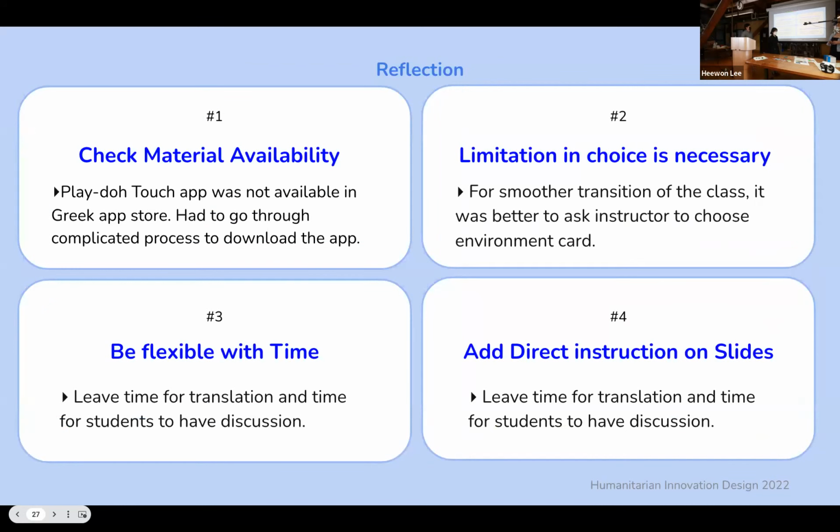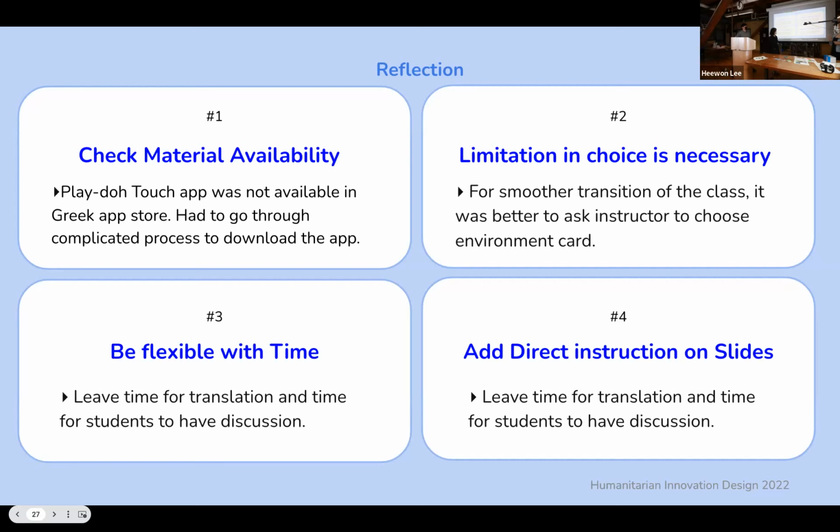And after the class, as a group, we came up with 4 reflection points that we have learned. First, always check the material availability. Because the Play to Touch app wasn't available in the Greek App Store market, they had to go through very long and complicated processes to download the app.